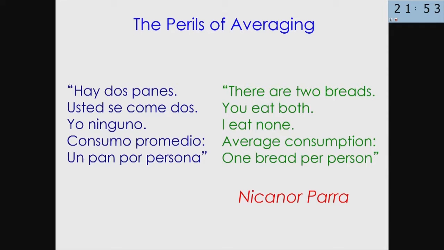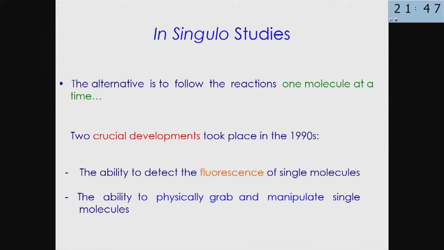The same thing is true, of course, not only in society, but in science as well, when we think about molecules. The alternative is to do the experiments at the level of single molecules, what we call in singulo studies, where we follow the reactions one molecule at a time. In the last 20 years, two crucial advances have taken place. One is the ability to detect fluorescence from single molecules, and the other is the ability to physically grab and manipulate a single molecule. I will tell you more about the second part, which is the one that we have developed mostly in my laboratory.